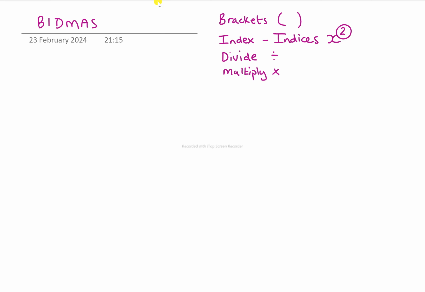One thing: these two have the same precedence. They have the same strength. Then you've got add and subtract, that's plus and minus. So these two have the same strength, precedence, although we teach it as BIDMAS.